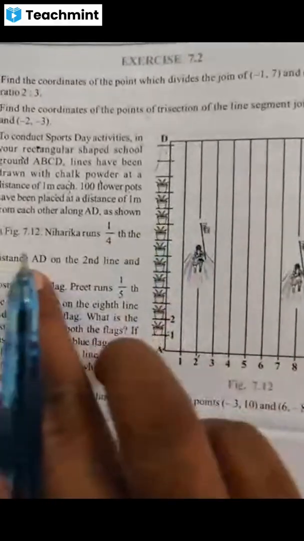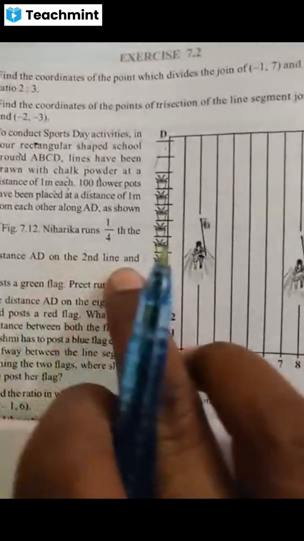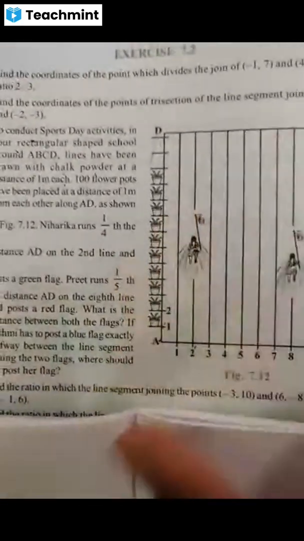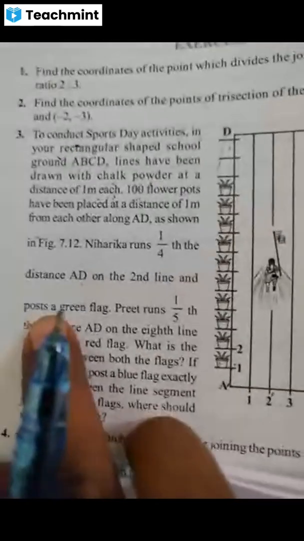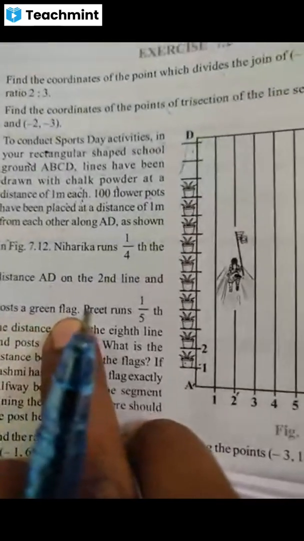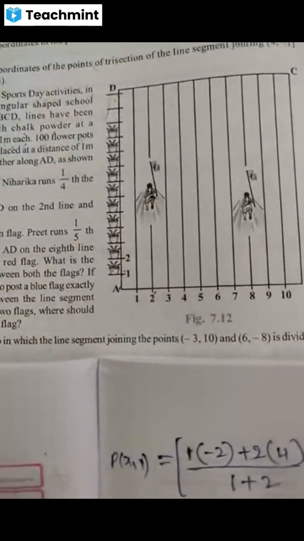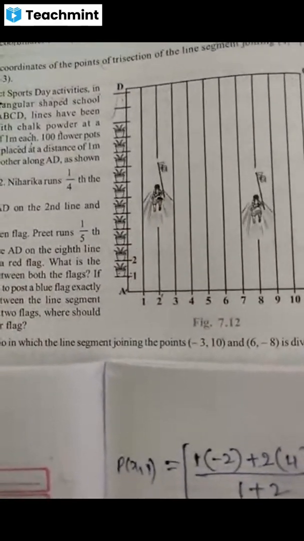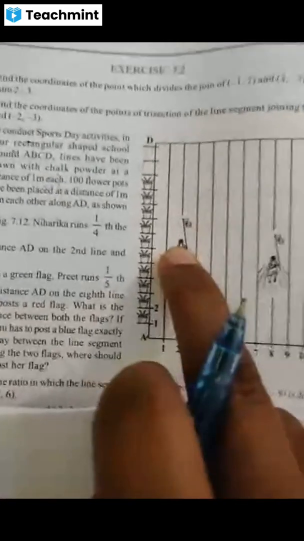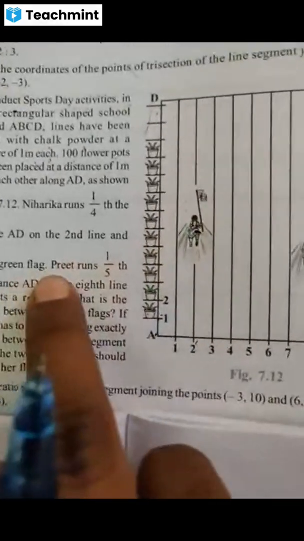Okay. The distance AD on the second line, and she posts a green flag. So Niharika posts which flag? Green flag. Okay.